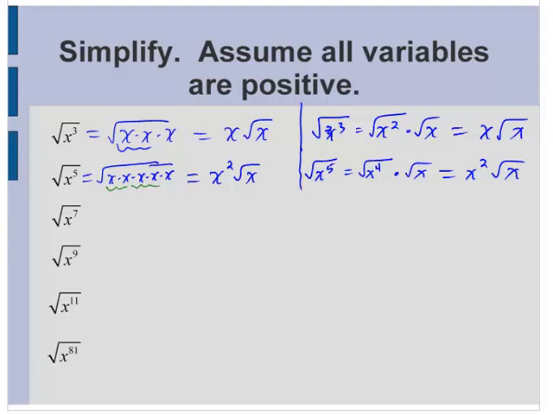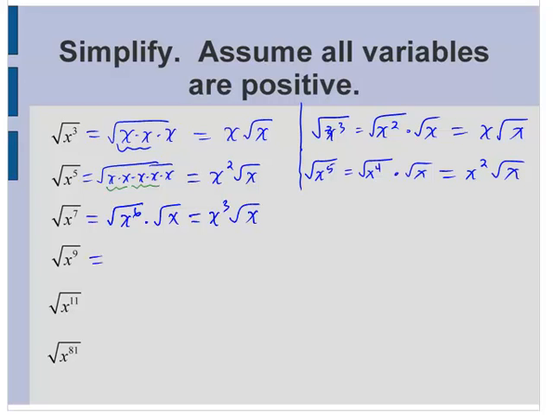All right, the square root of x to the 7th. Well, that's x to the sixth times x. I prefer the second idea here. So I would write this as the square root of x to the sixth times the square root of x. The square root of x to the sixth is x cubed. So I have x cubed times the square root of x.